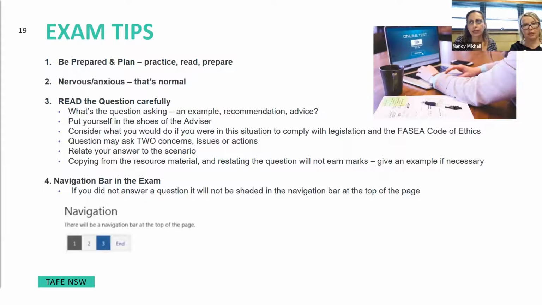Key tips: some of the advisors are not reading the question carefully. You're skimming through it or overlooking key words or concepts. Some of the questions may be asking you to provide an example, or what is a recommendation, or what advice would you give? So have a clear look at it and ask, what are the key things that I need to address when answering this question? If it's a case study question, put yourself as if you are that advisor. What would you do? How would you answer it?